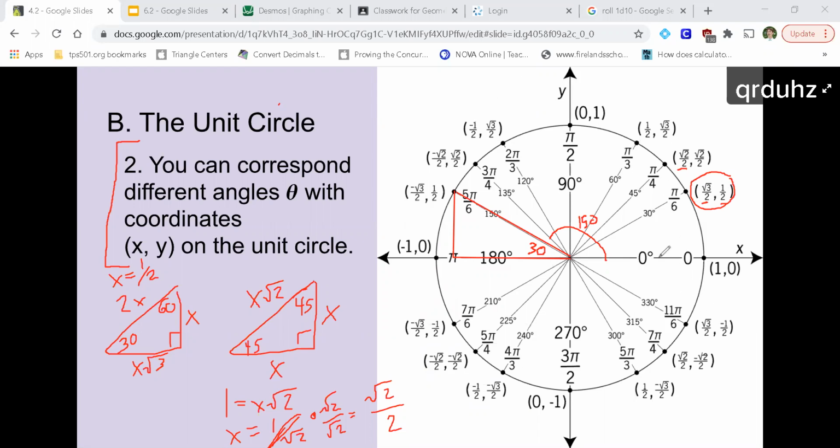Same thing for all the ones down here. The only difference between my answers up here and my answers down here is because I'm flipped over the x-axis, the y values are now negative.